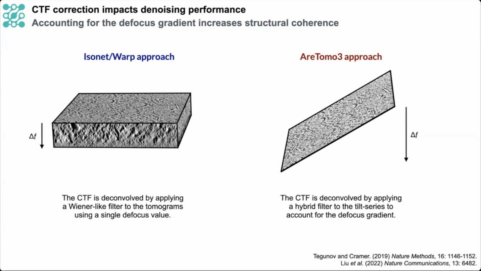This motivated us to implement a new CTF deconvolution in our TOMA 3 because we were curious to see if a more rigorous CTF correction would improve downstream denoising. In contrast to IsoNet, our TOMA 3 deconvolves the CTF from the tilt series rather than the tomograms, so that it can account for the tilted geometry that gives rise to the defocus gradient.